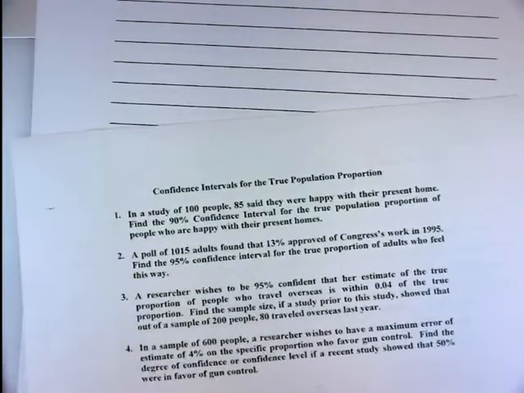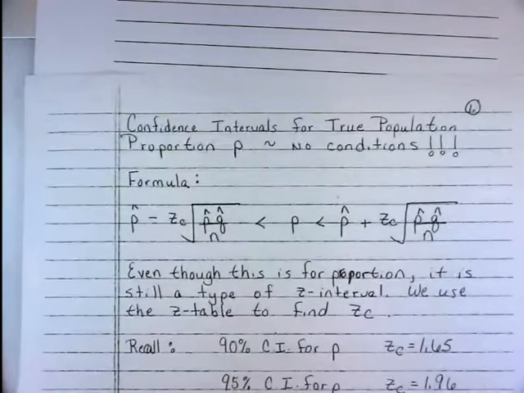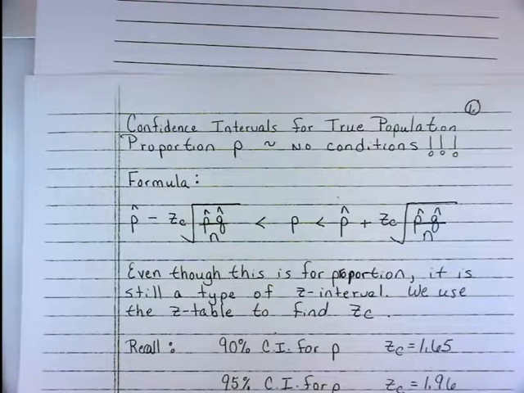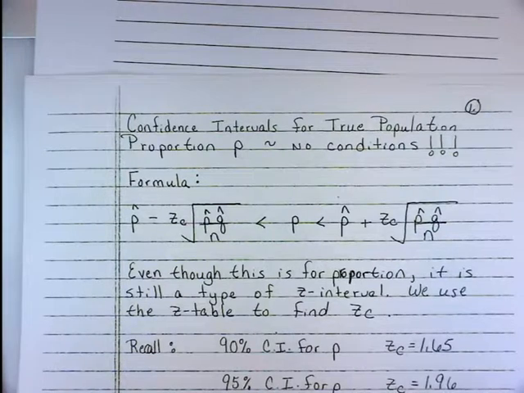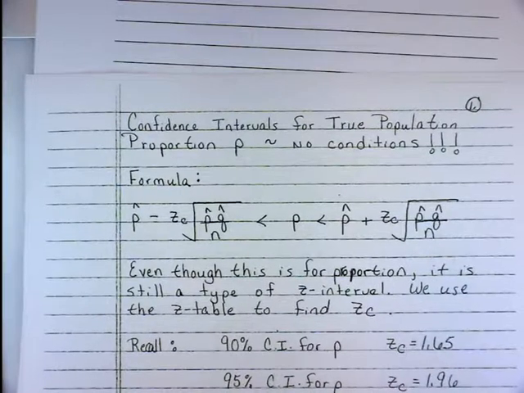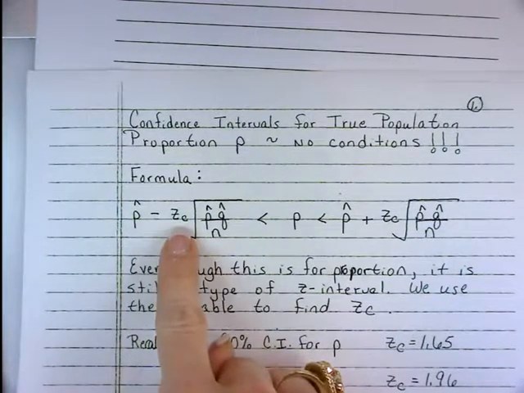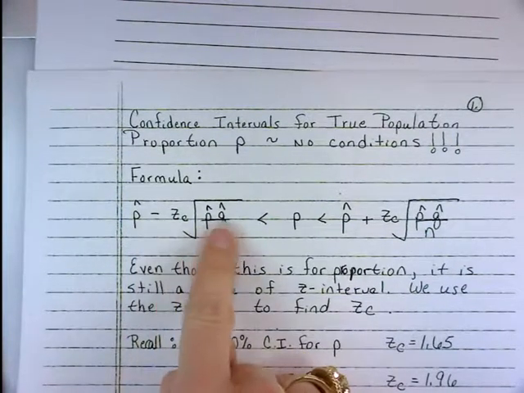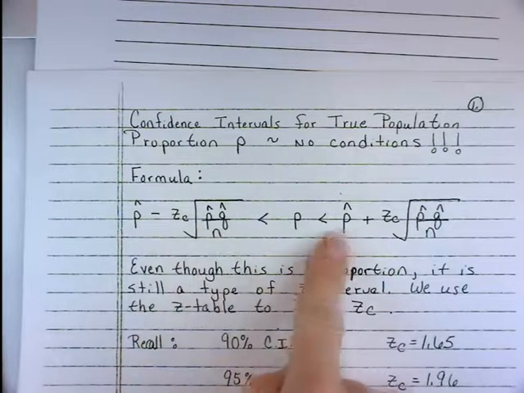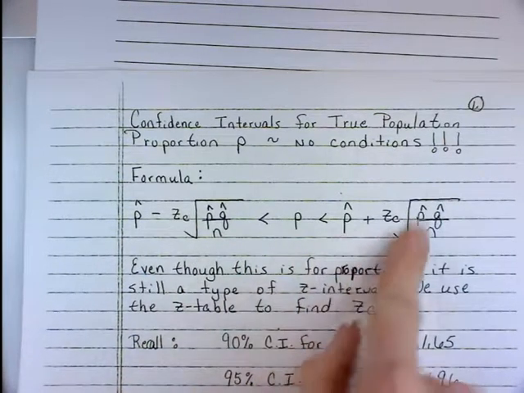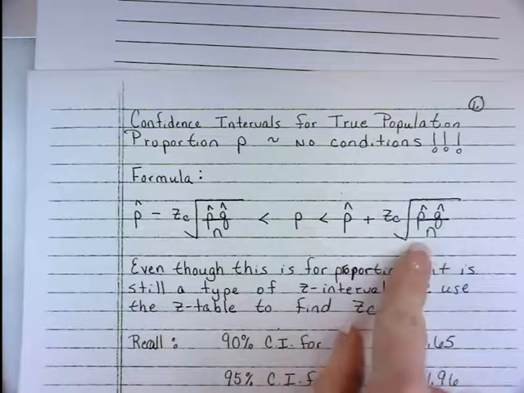The preliminary notes are very important though. Confidence interval for true population proportion, P, it's actually rho. Thank goodness there are no conditions to be met. If it says to calculate a proportion interval, then you calculate a proportion interval. The formula is P hat minus Z sub C times the square root of P hat times Q hat over N, P hat plus Z sub C times the square root of P hat times Q hat over N.